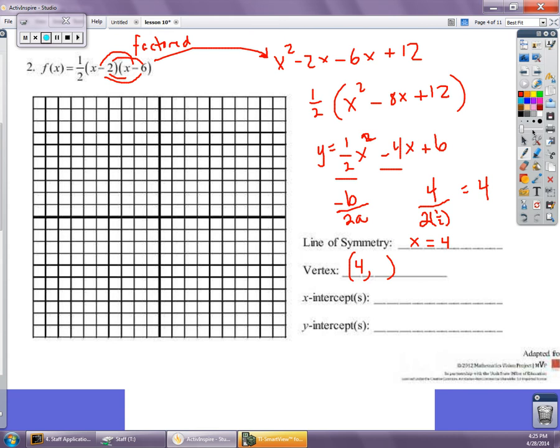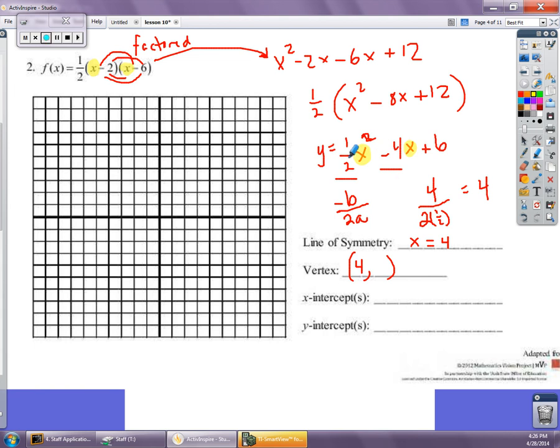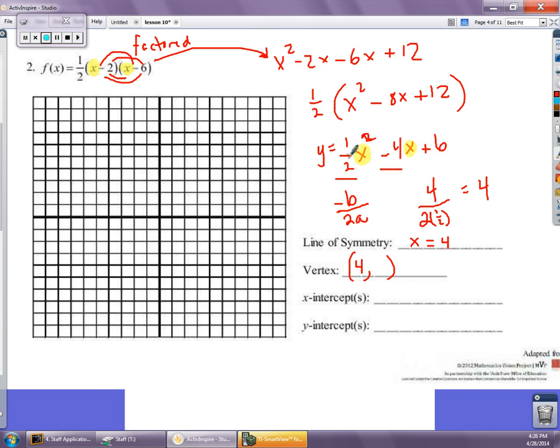To find the y-coordinate of the vertex, I can either substitute in a 4 for these x's in the factored form and solve, or use the equation in standard form. I'm going to use the one in standard form. So x squared is 16. Then 1/2 of 16 is 8. So let me write that down, 8. And then minus 4 times 4. You have to do the 4 times 4 first, order of operations. So 8 minus 16, and then plus 6 at the end. 8 minus 16 plus 6, you get negative 8 plus 6, which is negative 2. So our vertex is at 4, negative 2.